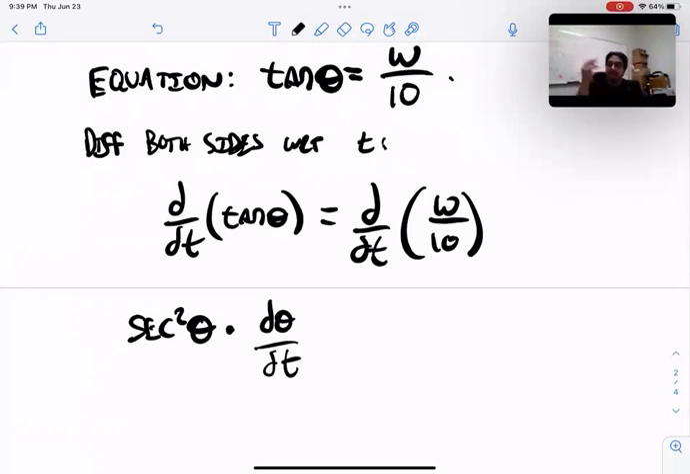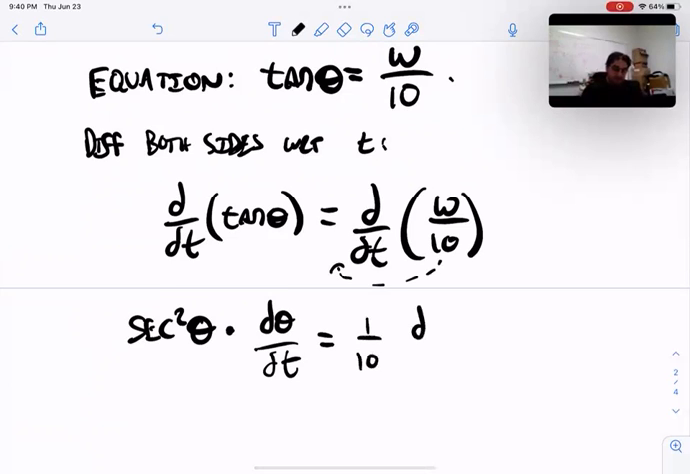Differentiate the outer: tangent becomes secant squared. Leave the inner alone, just leave it as theta, and then multiply by the derivative of the inner, d theta dt. So that's what we did there. Now here, I have a constant, a 1/10 that I can factor out of that expression. That leaves me with d dt of w, which is just a kludgy way of writing dw dt. So factor out the 1/10 and then just call it dw dt.